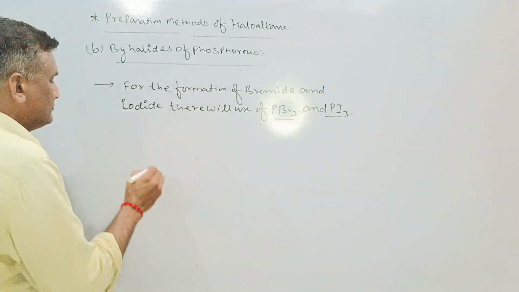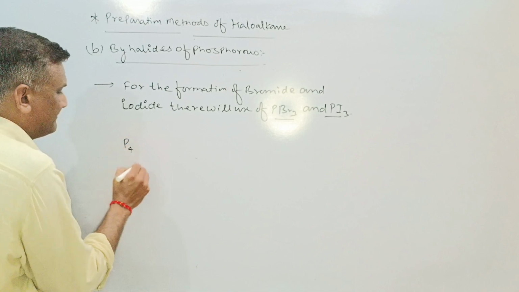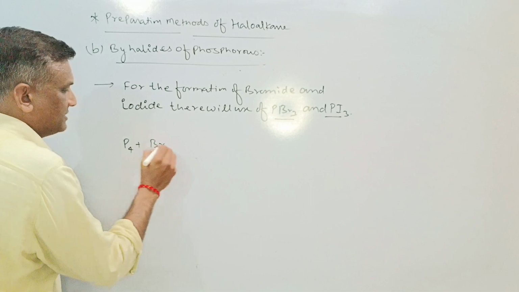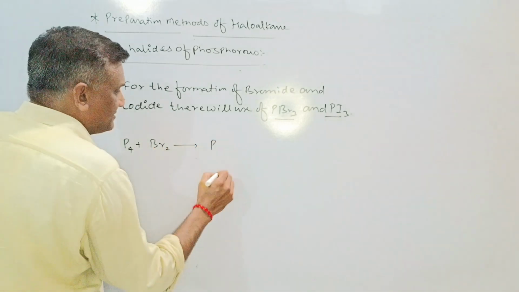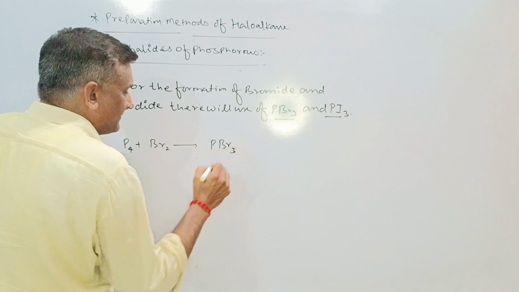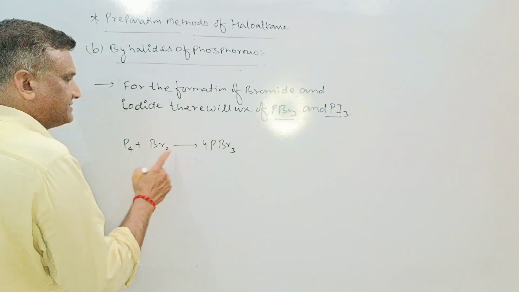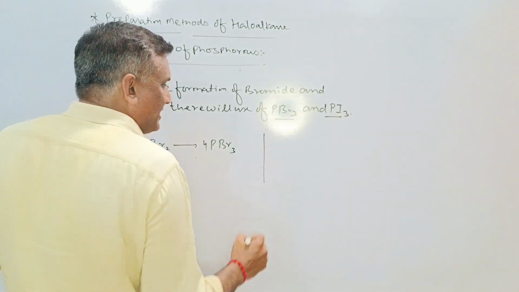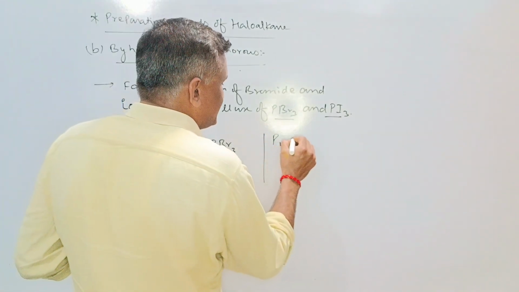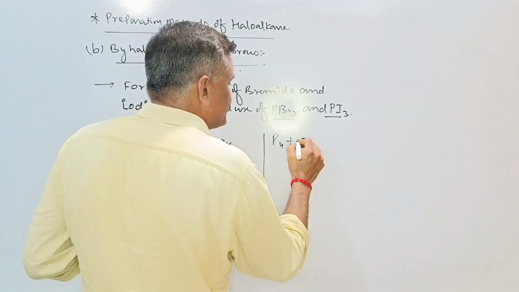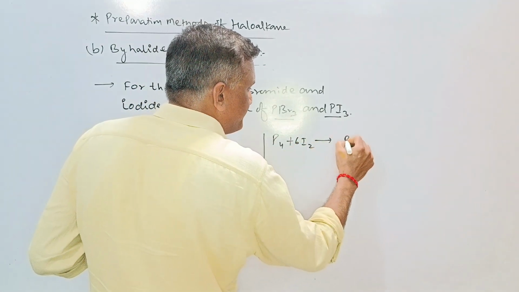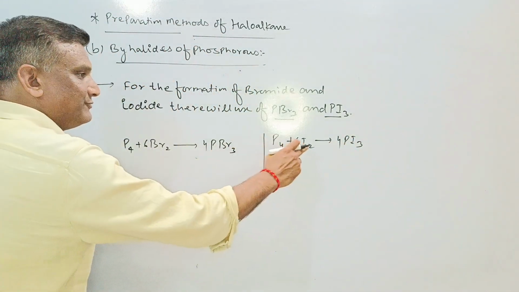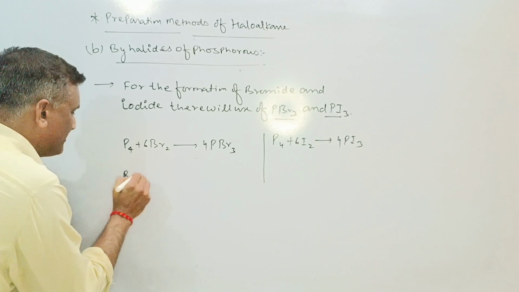Here we use red phosphorus, P4, with bromine Br2. On reaction, PBr3 forms. On balancing, it will be P4 plus 6Br2 giving 4PBr3. If we want to get iodide, we can use P4 plus 6I2 in the same ratio, forming 4PI3. So by using these two we can get the bromide and iodide.